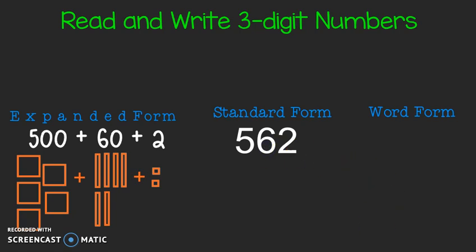And then word form, if I speak it, 562, and I write it out using my ABCs in words. So those are my three ways that I can read and write three-digit numbers.